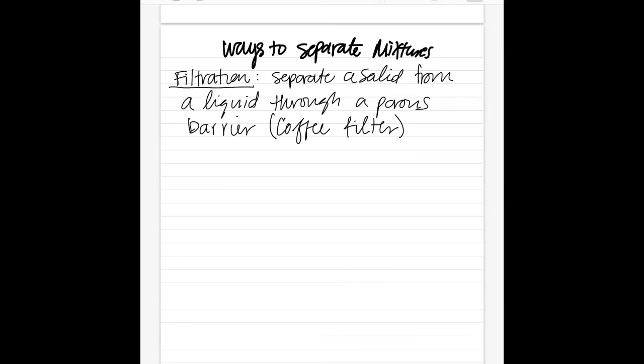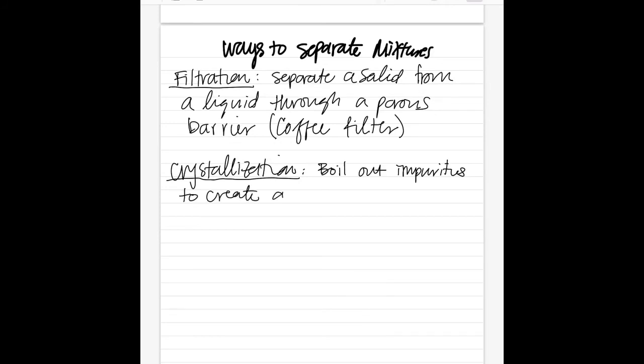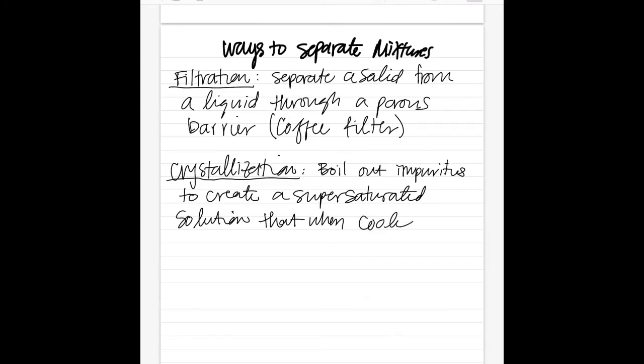So another way is going to be crystallization. Now this is pretty much what you think it is. It's making crystals. Now this one, you are going to boil out impurities to create a supersaturated solution that, when cooled, will form solid crystals.